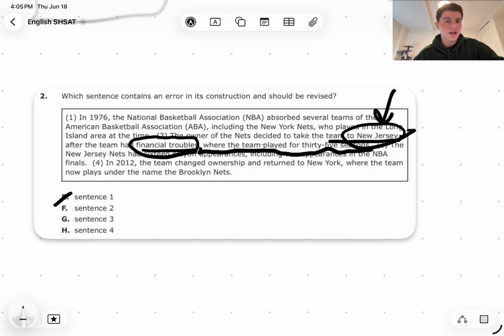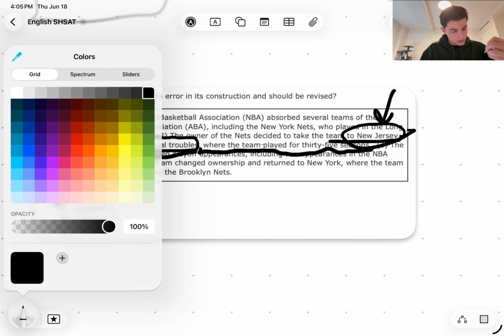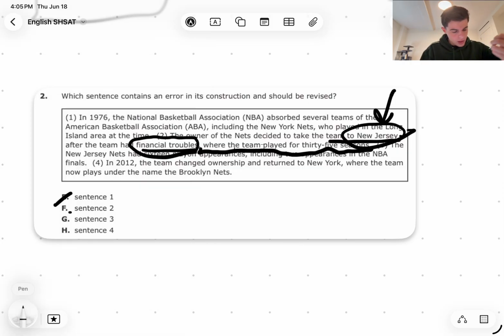That's not what you're trying to say here. You're trying to say they moved to New Jersey and they played there for 35 seasons, right? So that's why 2 sounds like a right answer, but let's keep going just to make sure.